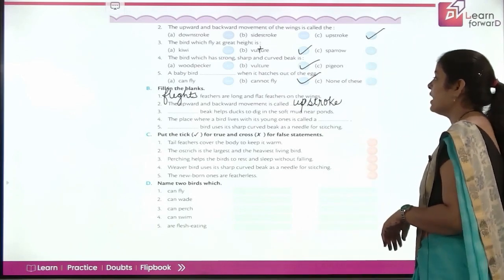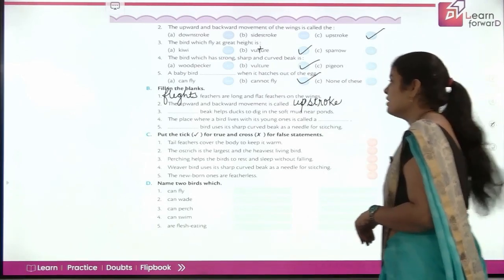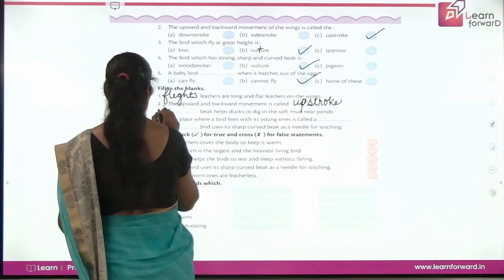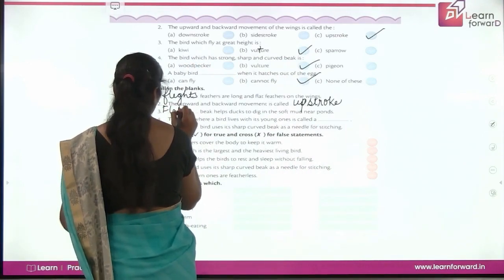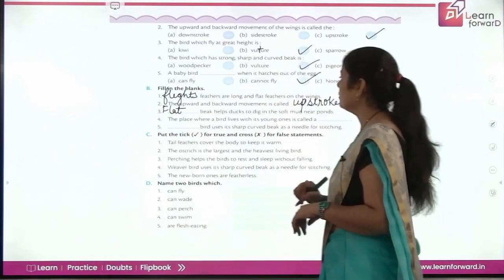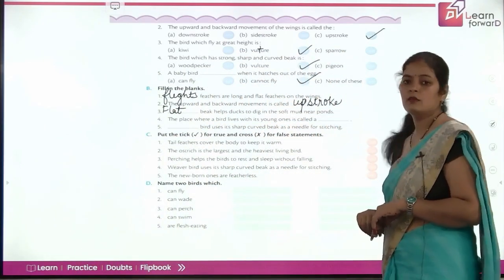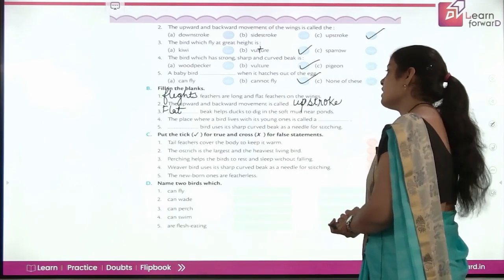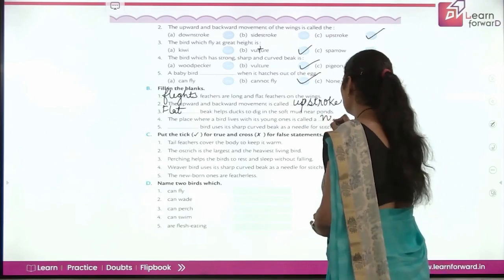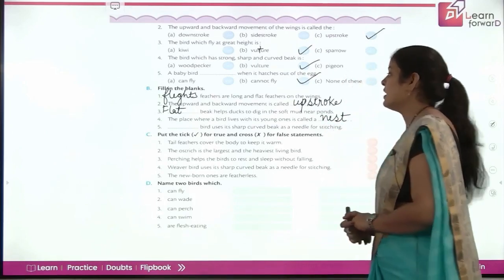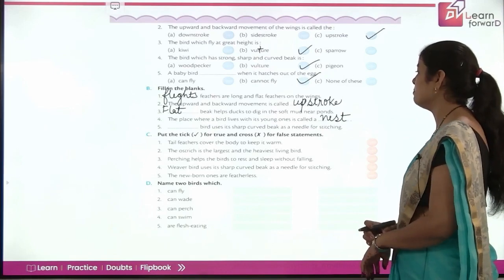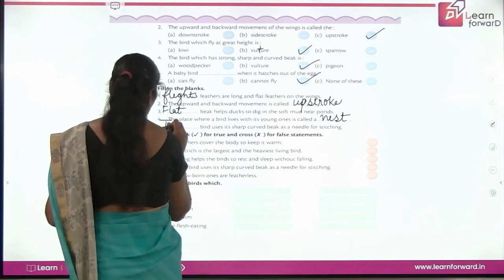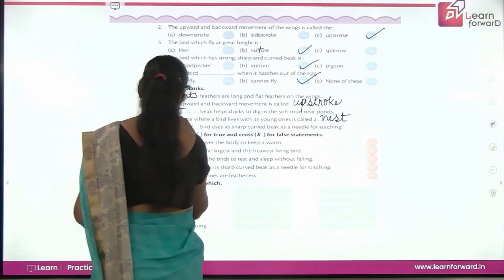Dash beaks help ducks to dig in the soft mud, flat and broad. Flat beaks help ducks to dig in the soft mud near ponds. Flat and broad. The place where a bird lives with its young one is called a nest. Dash bird uses its sharp curved beak as a needle for stitching. So it is tailor bird. Fine.